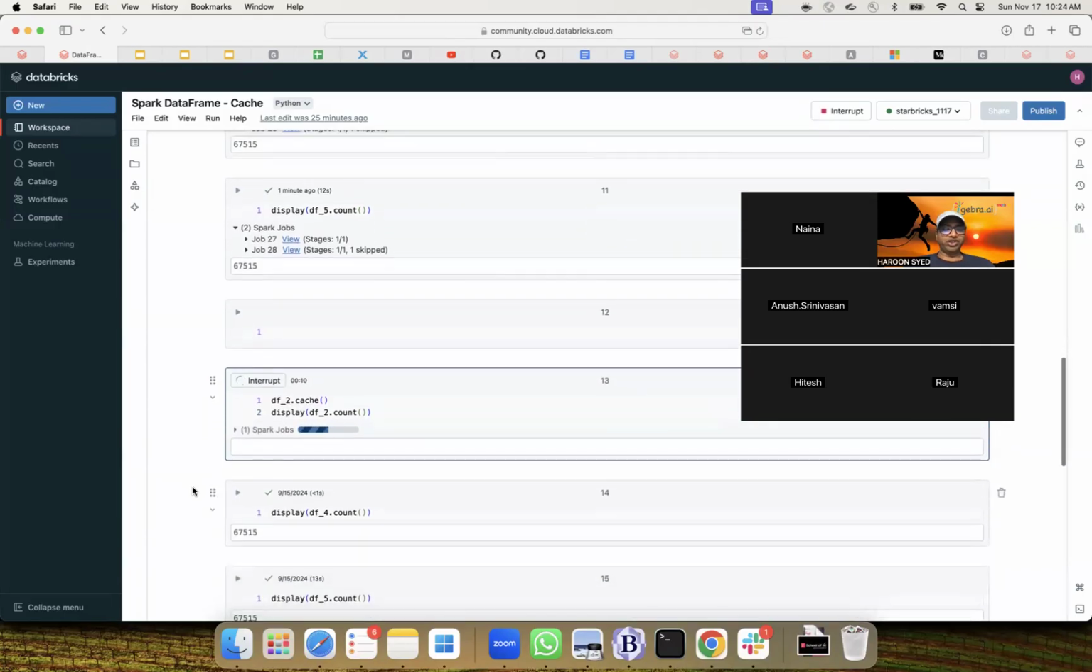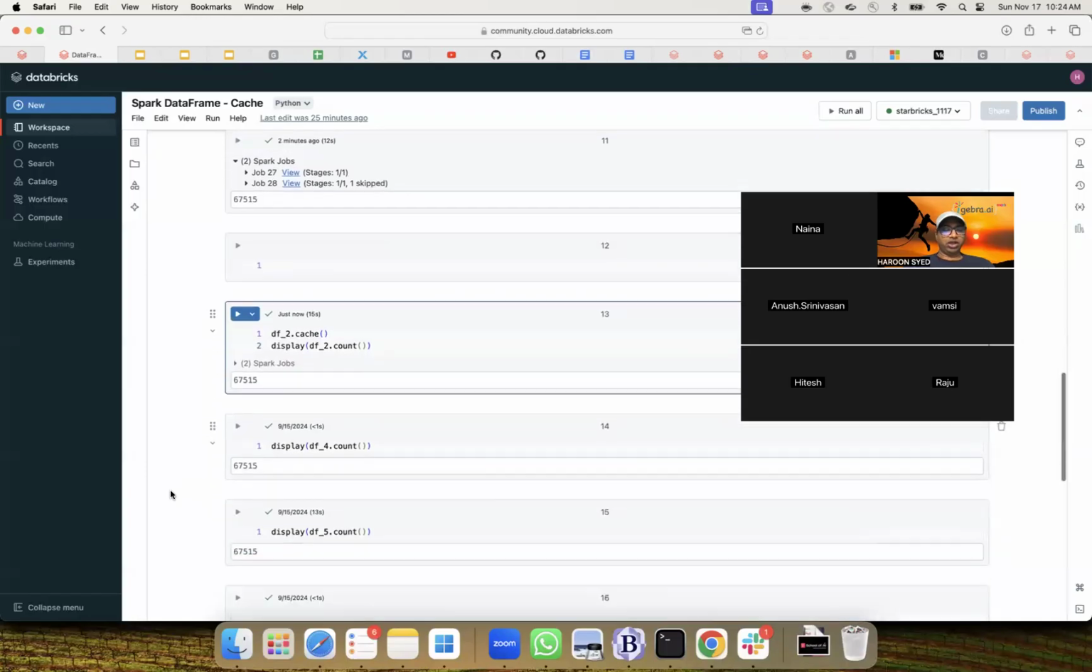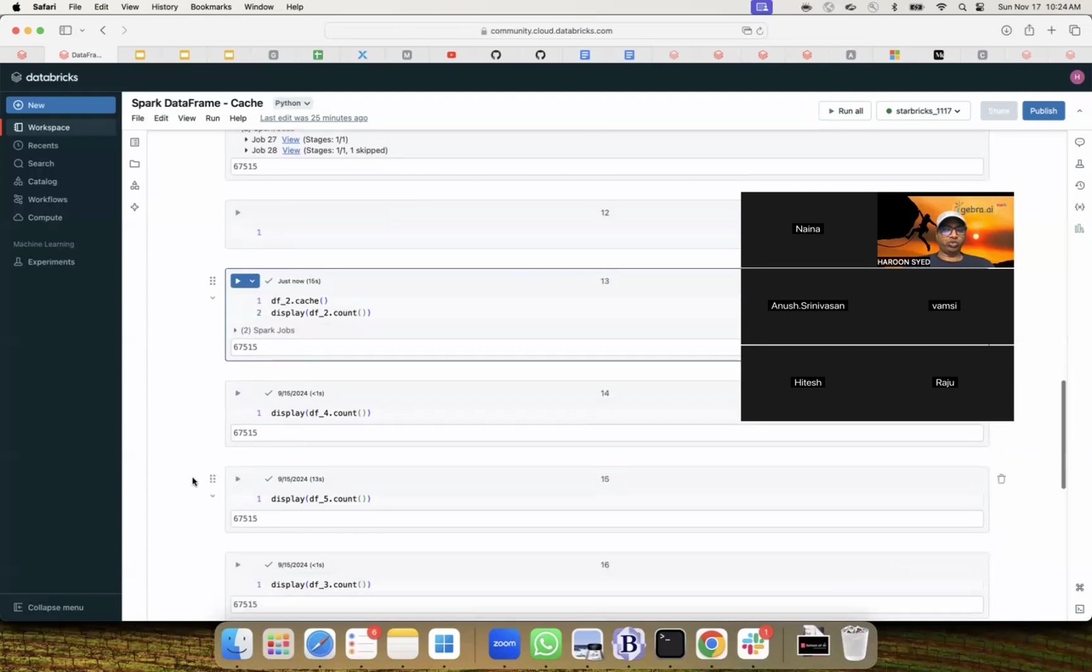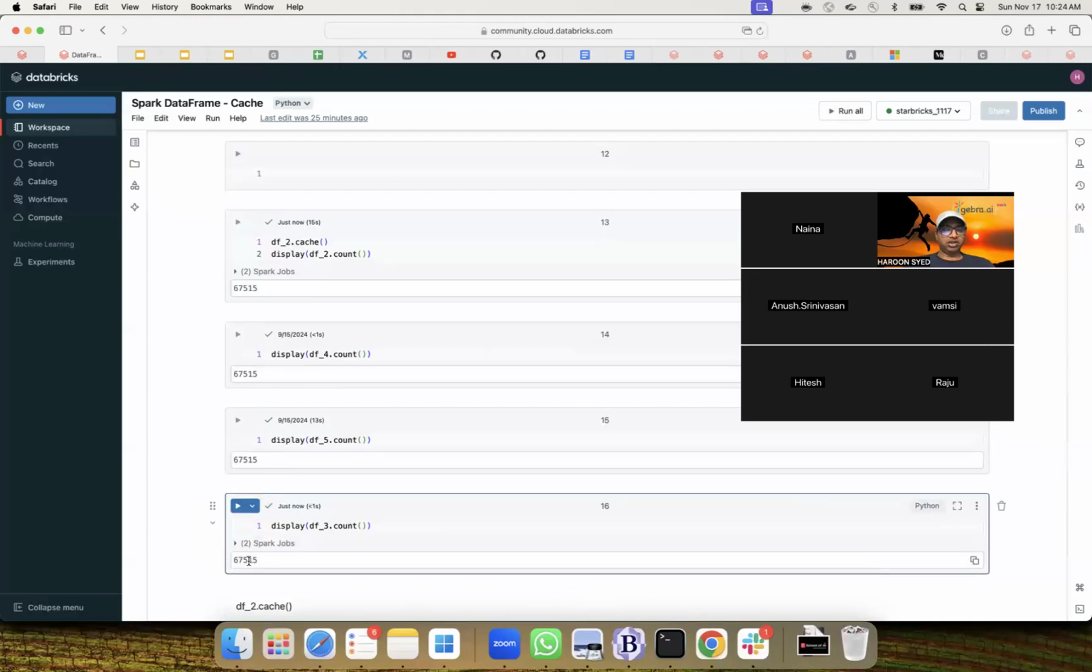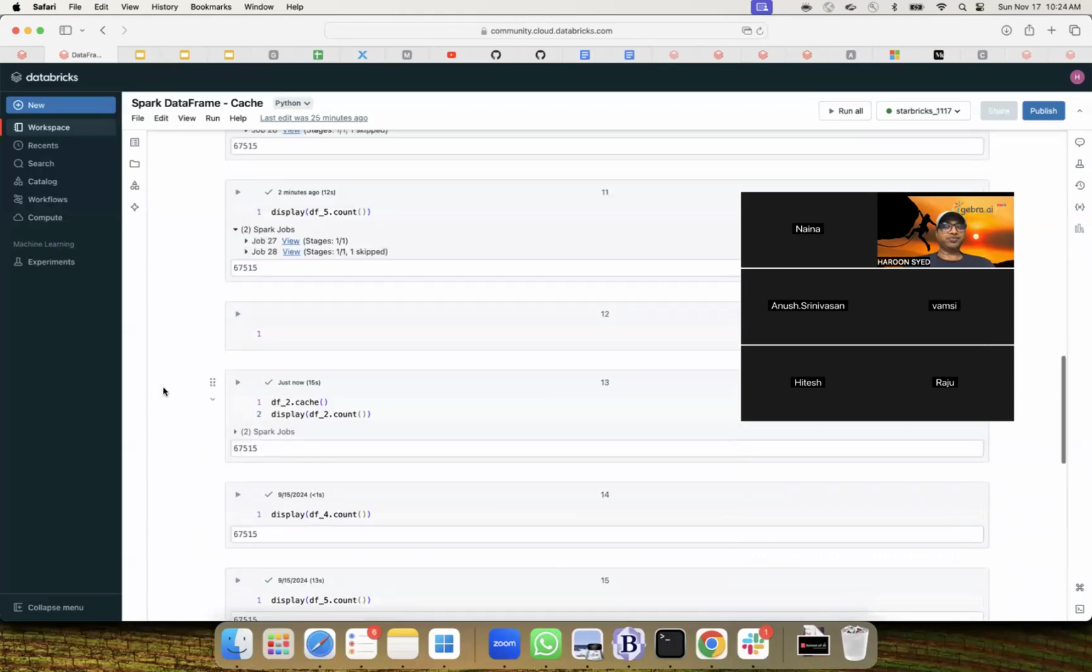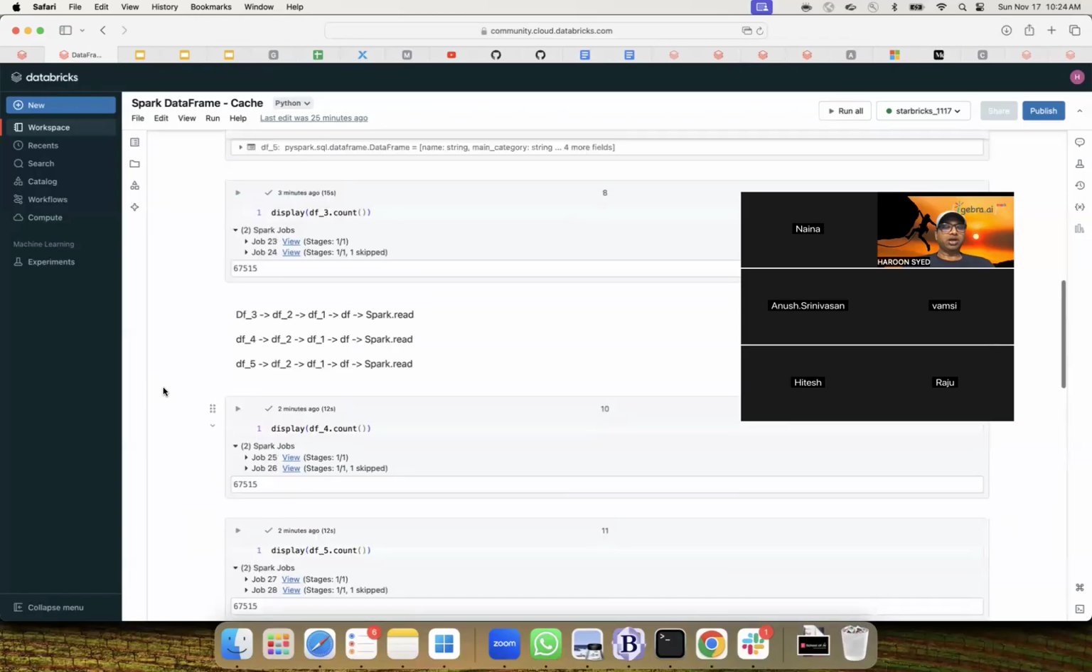So again, it is processing df2, might take like 15 seconds like last time. So it's calculated data frame 2. Now I want to go and do data frame 3, 4, 5, whatever I want to do. Let's say data frame 3. I will run this. See how much time it has taken? Less than 1 second. The same display df3.count, which earlier took 15 seconds, is now less than 1 second.